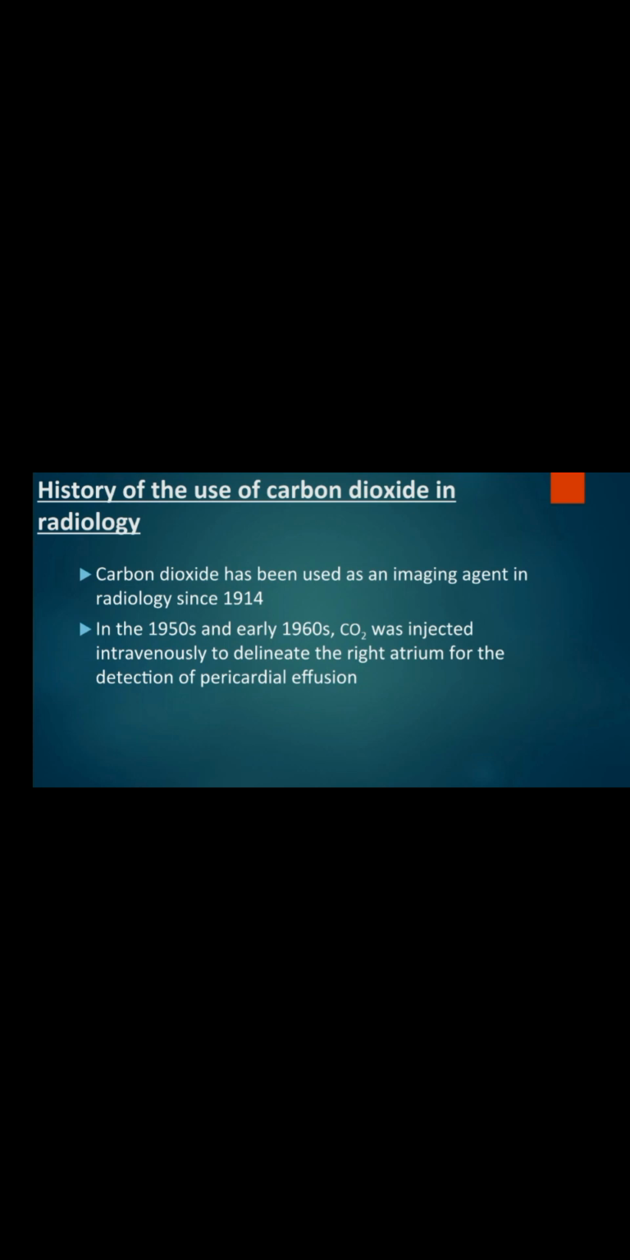Now a bit about the history of the use of carbon dioxide in radiology. Carbon dioxide was used as an imaging agent in radiology since 1914 to evaluate the retroperitoneum, to image kidneys, tumors, and for venous systems. In the 1950s and early 60s, carbon dioxide was injected intravenously to delineate the right atrium for detection of pericardial effusion.